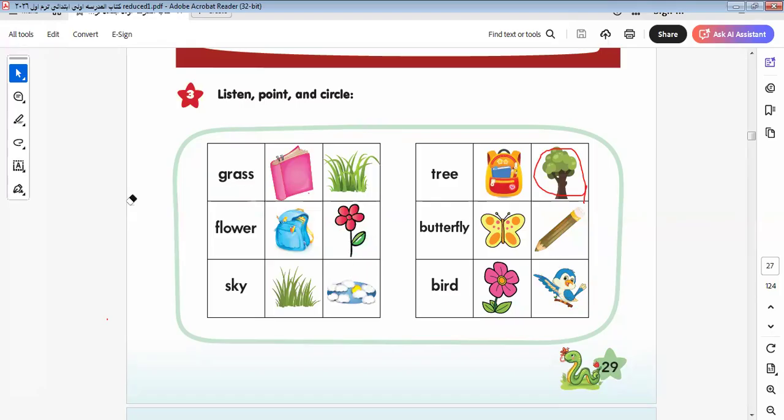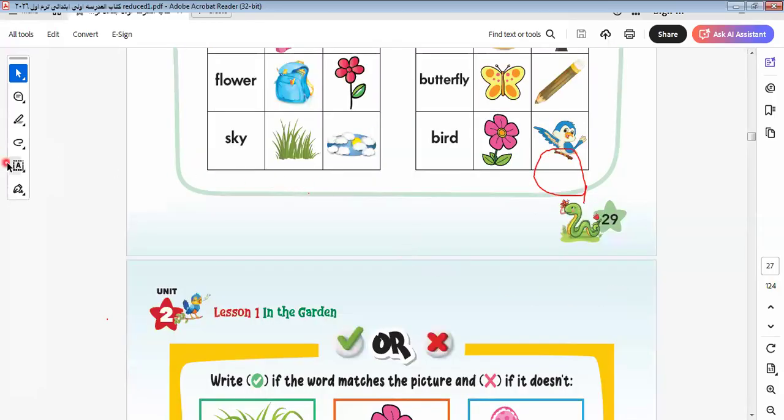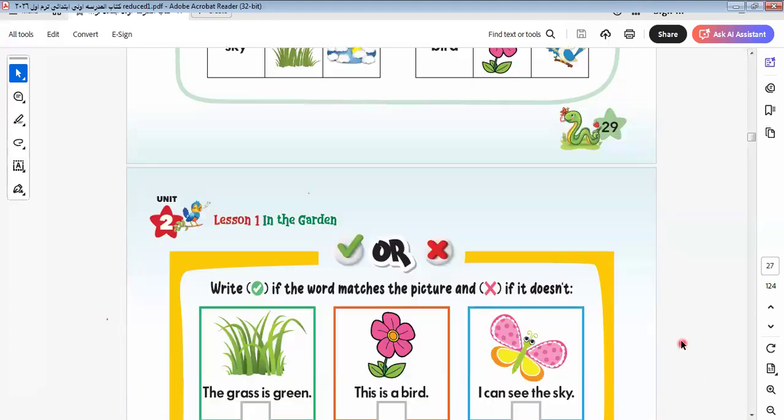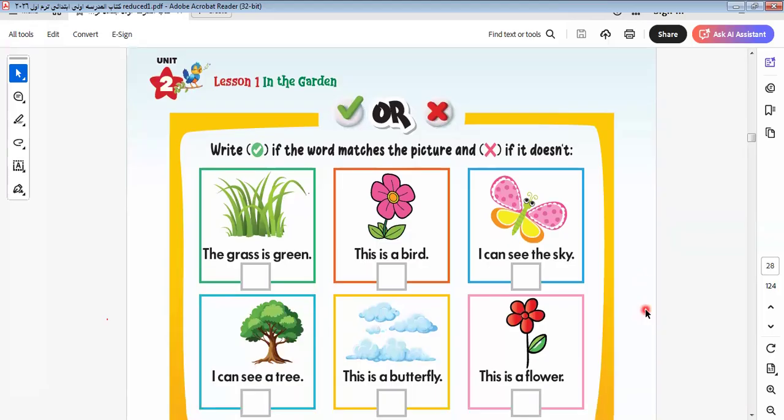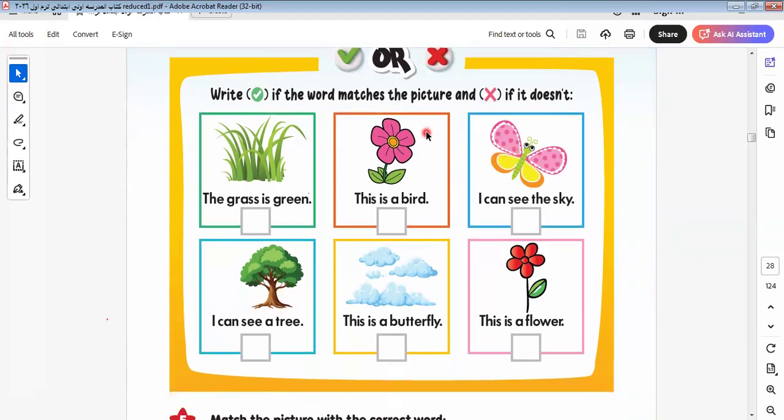Today we have only two lessons to study, but I give you a few items and I would like you to study them by heart, and take care when you study. Write whether the word matches the picture or doesn't match the picture. The grass is green. So here I put right or wrong. I put right because it's correct. This is a bird. No, this is not a bird. This is a flower.